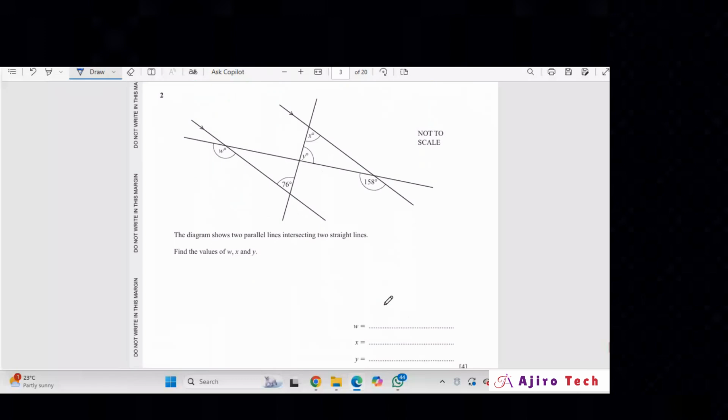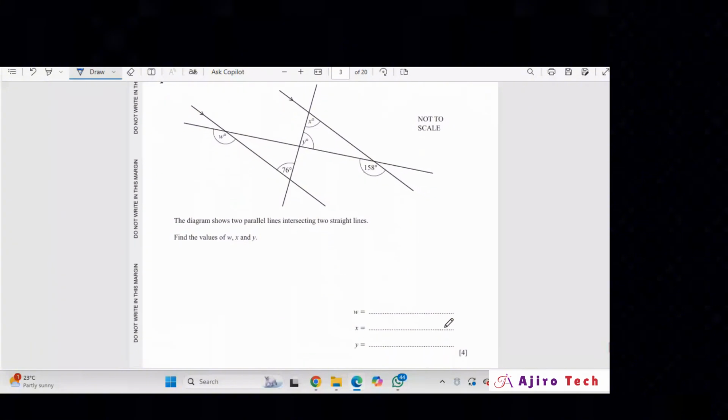Now let's look at this one. The diagram shows two parallel lines. Now, what are parallel lines? Parallel lines are lines that never meet. So this diagram here has two parallel lines, intersected by two straight lines. The two parallel lines we have are this one and this one. Then we have other lines intersecting them, which are this and this.